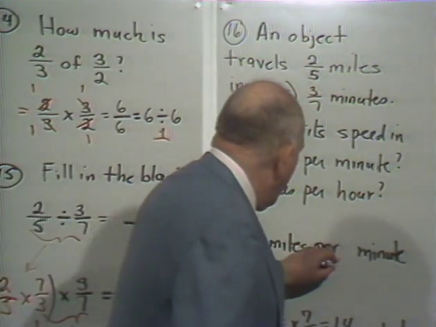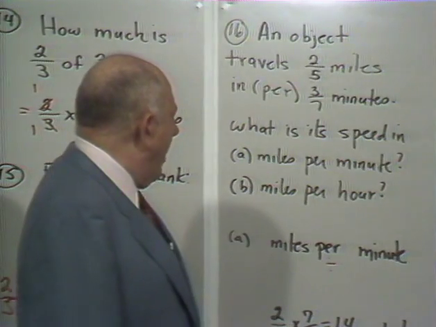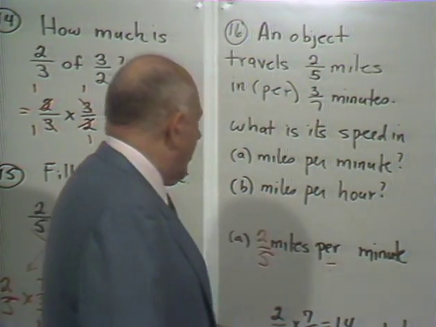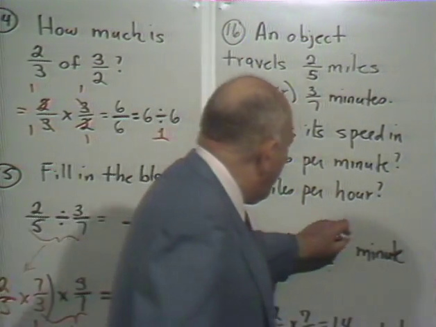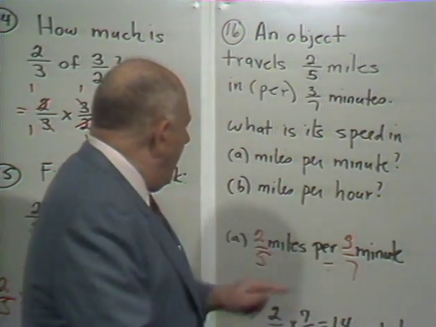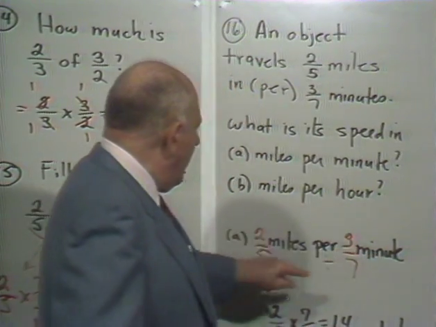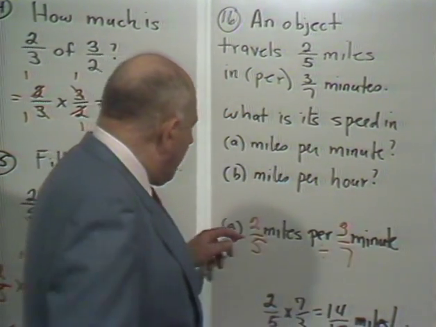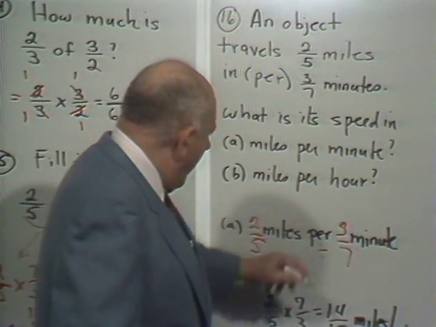Miles per minute, per still means divided by. How many miles did the object go? It went 2/5 miles. How long did it take? 3/7 of a minute. Therefore, how many miles per minute did it go? It went 2/5 divided by 3/7. What's the mechanical recipe for dividing 2/5 by 3/7?